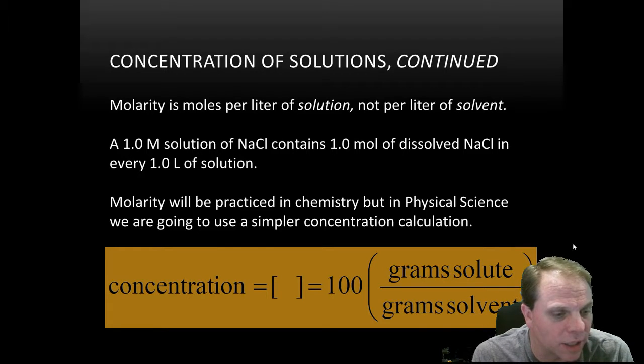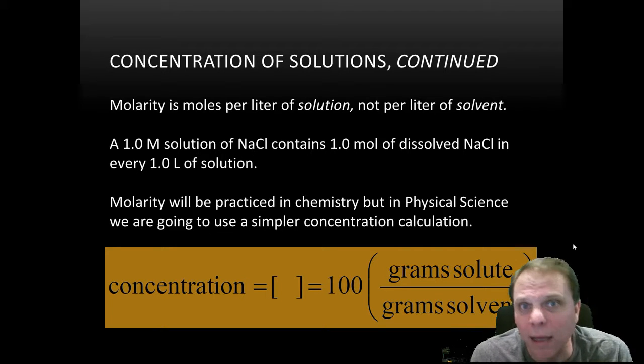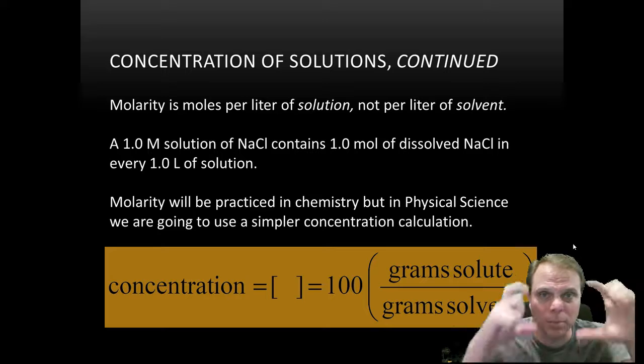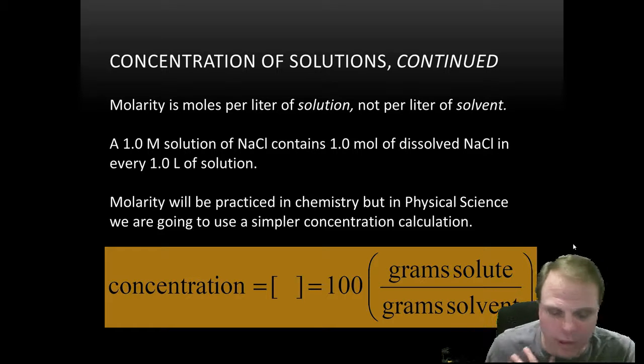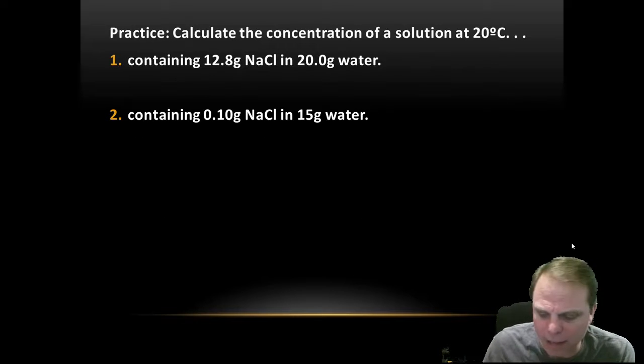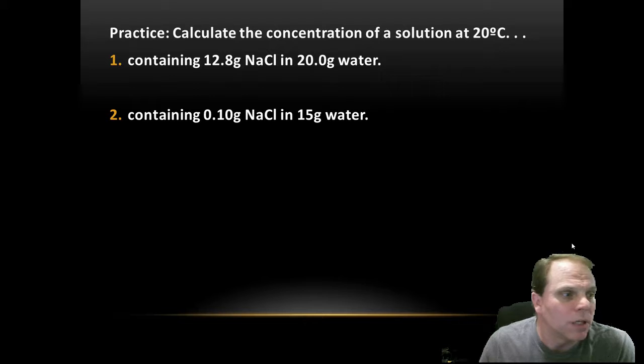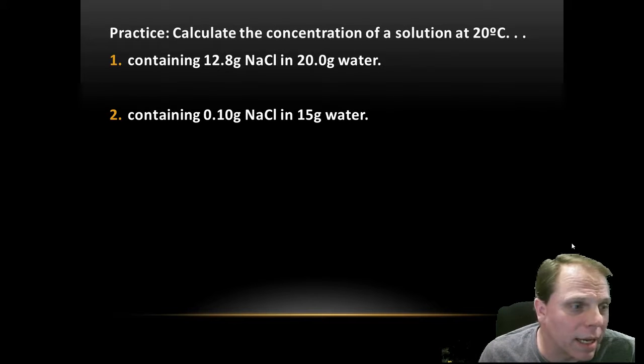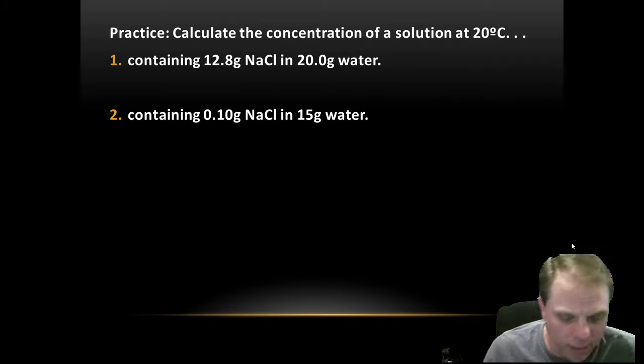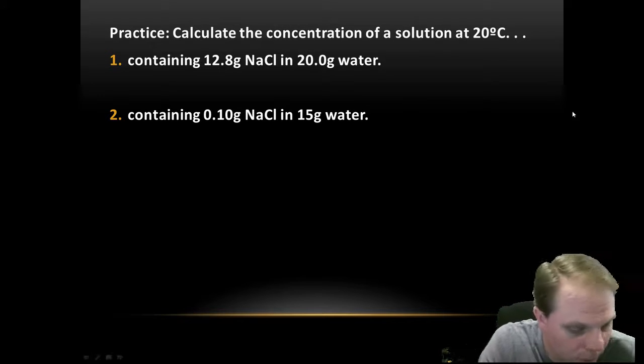We're going to use this concentration one, which is super simple. You take the grams of the solute and you divide it by the grams of the solvent and then multiply it by 100. And again, you put it in brackets to say, hey, this is concentration. So let's practice that. Here I have 12.8 grams of sodium chloride in 20.0 grams of water. So what would that look like?